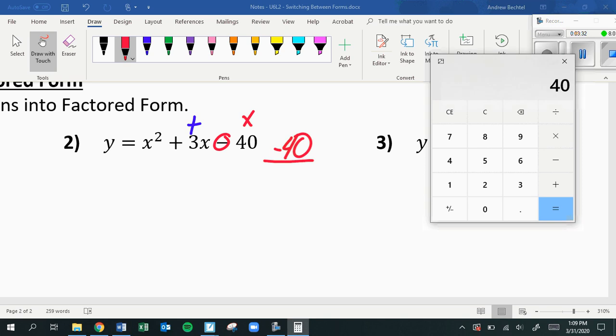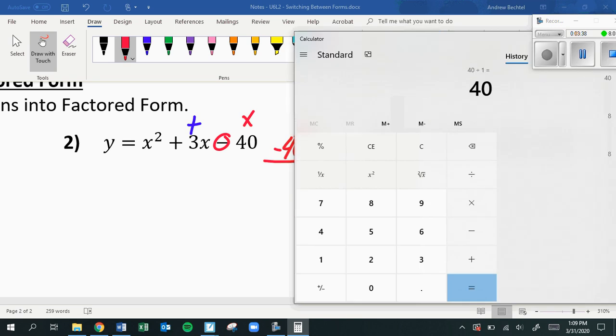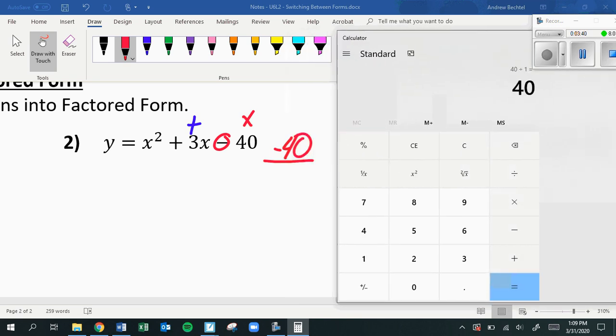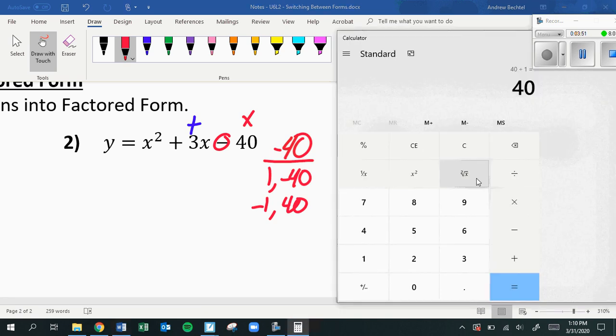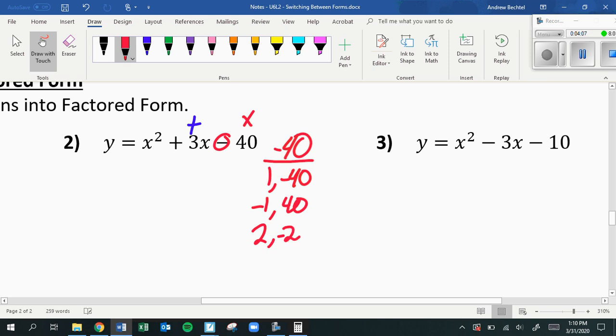Let's just do 40 divided by 1, and we get 40. So we have 1 and negative 40, as well as negative 1 and positive 40. We don't need to worry about using those signs in our calculator. We just remember when we build our list that we write each one as a positive and then a negative. If I do 40 divided by 2, I get 20. So 2 and negative 20, negative 2 and positive 20.